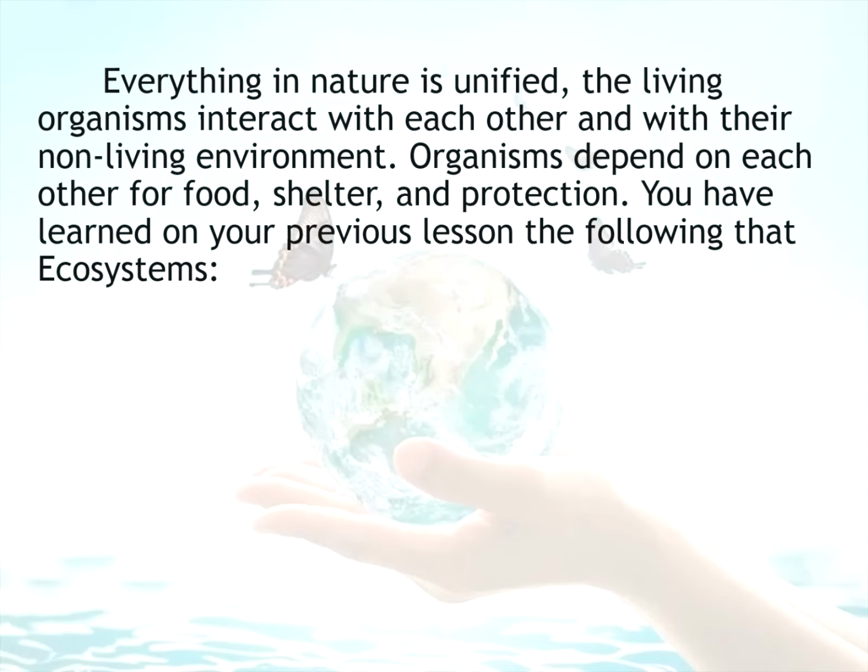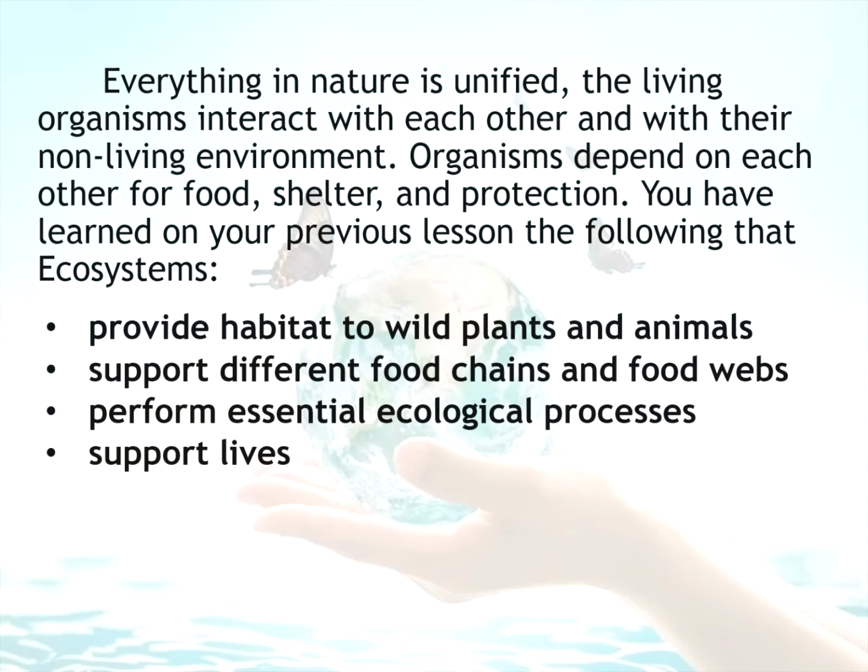Okay, everything in nature is unified. When we say unified, it's brought together as one. The living organisms interact with each other and with their living environments. Organisms depend on each other for food, shelter, and protection that you have learned in your previous lessons. The following are ecosystem roles: Number 1, provide habitat to wild plants and animals, of course. It supports different food chains and food webs and performs essential ecological processes to support lives.